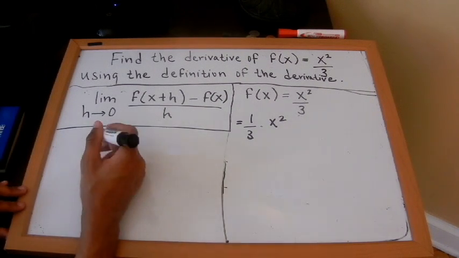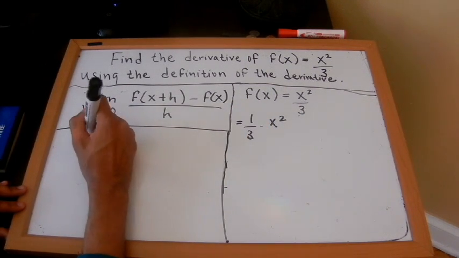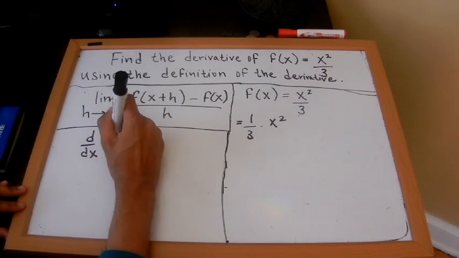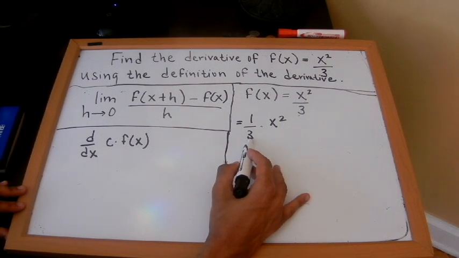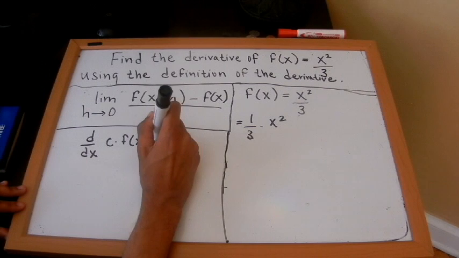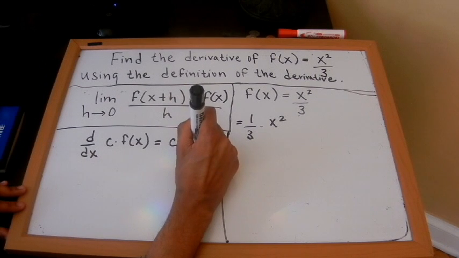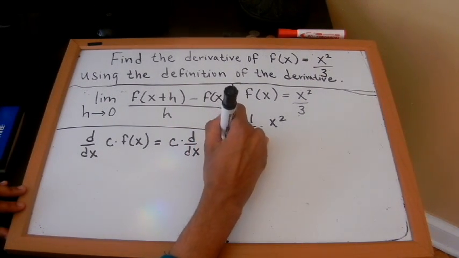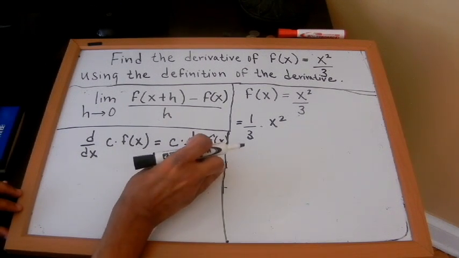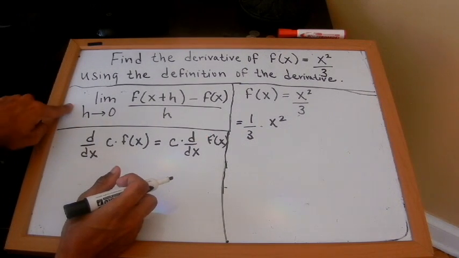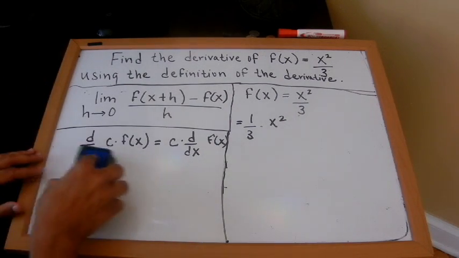And recall that one of our rules in calculus is that if we have the derivative with respect to x of a constant times a function, which is what we have here, 1/3 is our constant and x squared is our function, this is equal to the constant times the derivative with respect to x of the function. So I'm going to put 1/3 in front of our limit and calculate the limit that way.